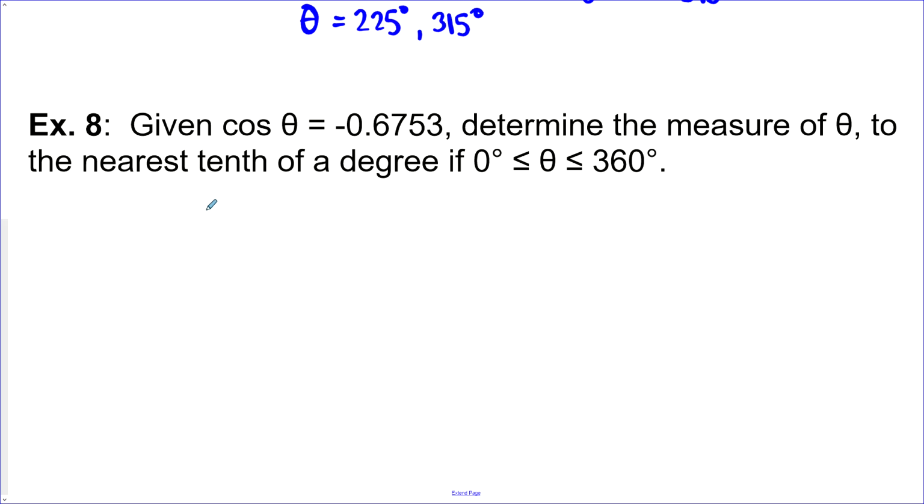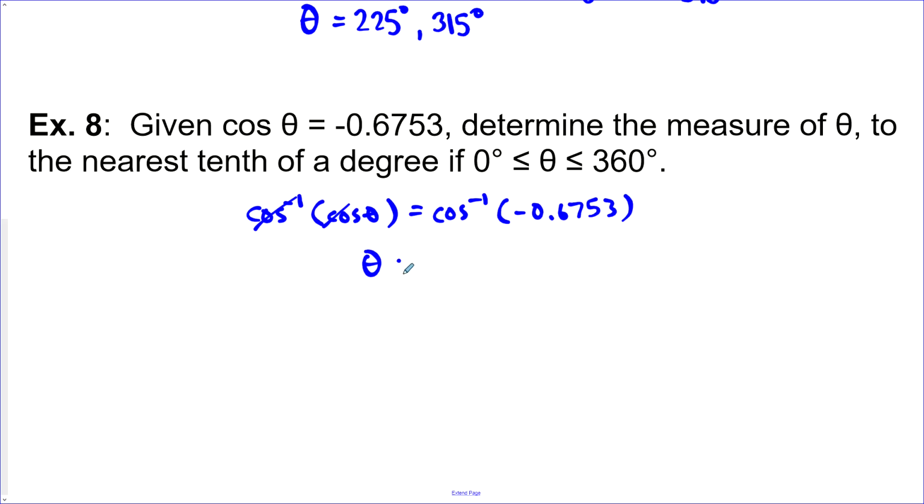We can find the first theta value by taking the cos inverse of both sides here. And the cos and cos inverse cancel here, and we're just left with theta. And cos inverse of this, this into our calculator, we get that it's 132.5 degrees. So 132.5 degrees is in quadrant 2. So let's draw this out.